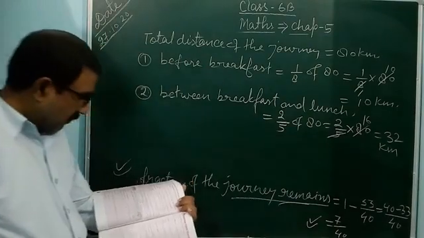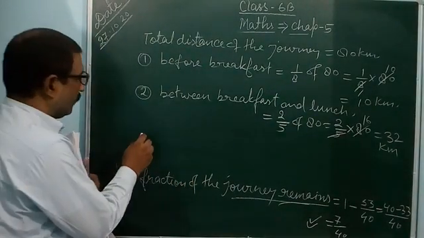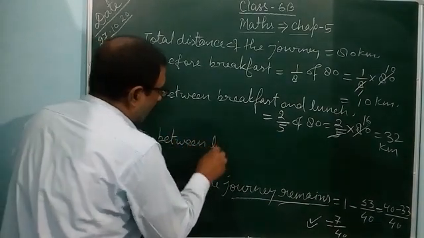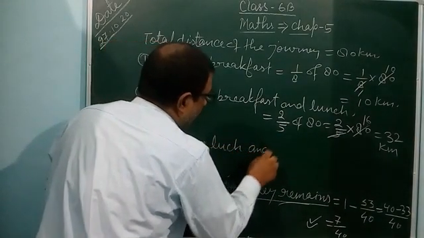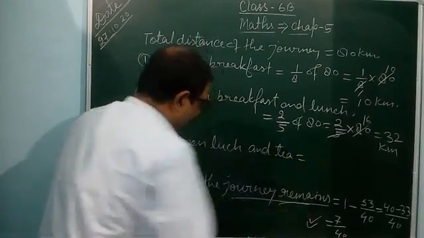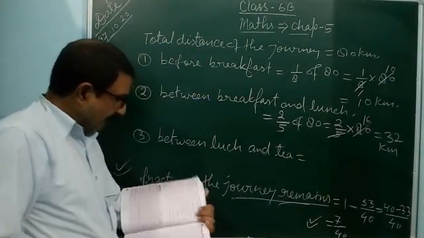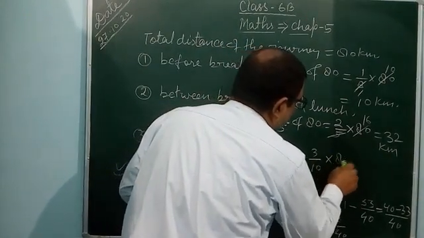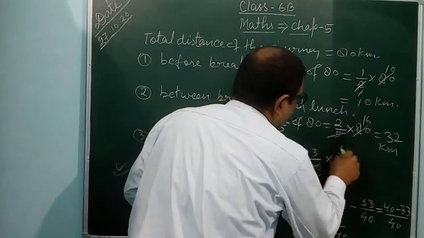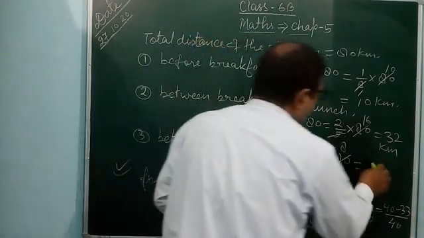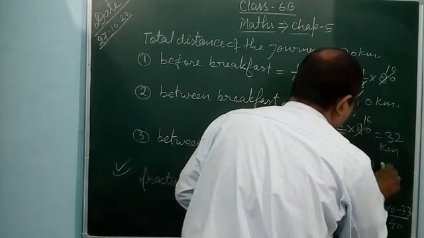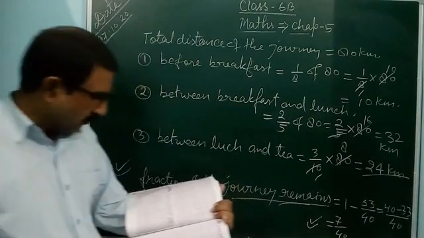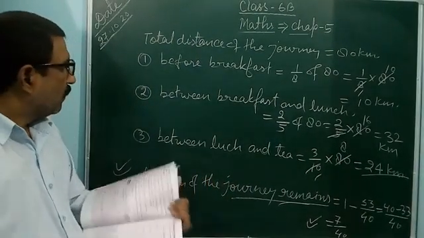And at last, third, between lunch and tea, it is given as the fraction 3 by 10. So 3 by 10 of 80. 10 8s are 80, 8 3s are 24 kilometers. This is 24 kilometers between lunch and tea.